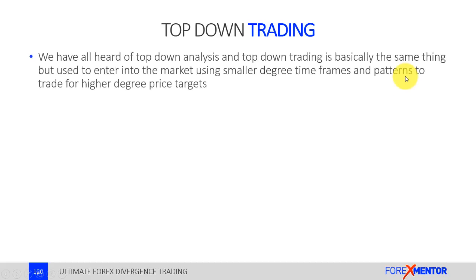Now, we've all heard of top-down analysis, and top-down trading is basically the same thing, but used to enter into the market using smaller degree timeframes and patterns to trade for a higher degree price target. Top-down analysis is basically where we're looking at the monthly chart, the weekly chart, daily chart, 4-hour chart to isolate direction and looking for good trade opportunities even on the small degree timeframes.